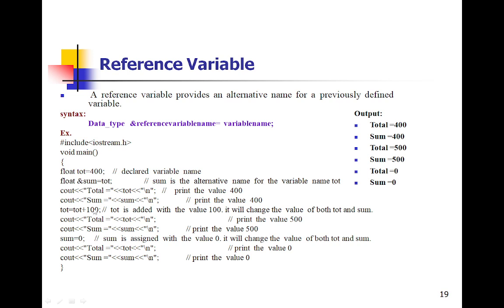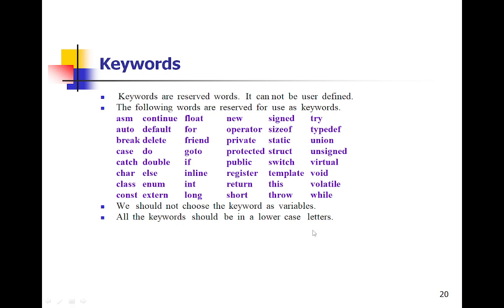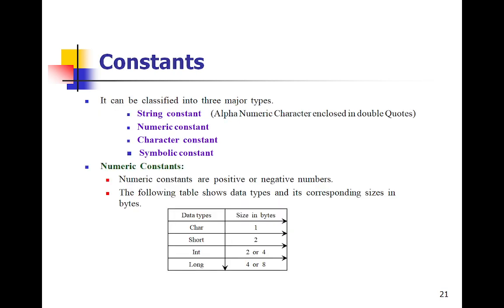Okay. So these are some of the important reserved keywords. While declaring any kind of variables in our program, we should not use such keywords. This is for your reference. You can pause and write it down if you want to note it. Now let us move on to the constants.